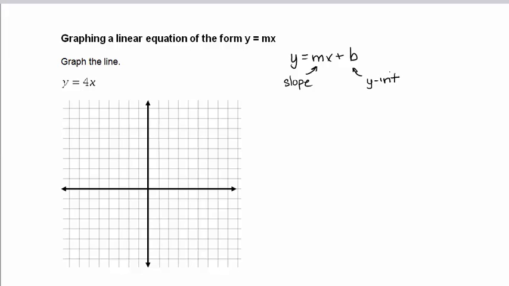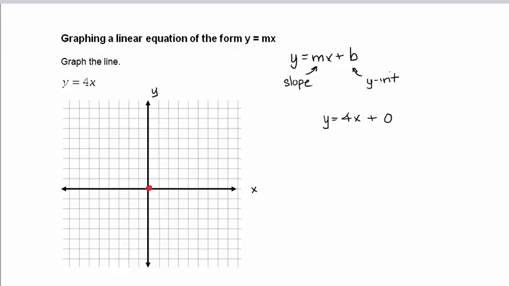In this form of an equation, we just have something like y equals 4x. So that means our b, you can think of that as our b equals 0. So we automatically know that that line is going to go through the origin, 0, 0. Remember, this is our x-axis and this is our y-axis.